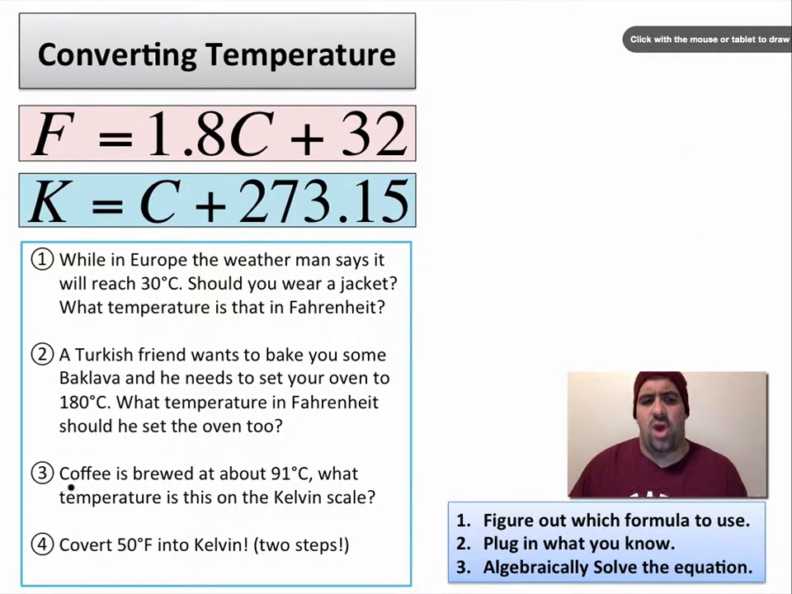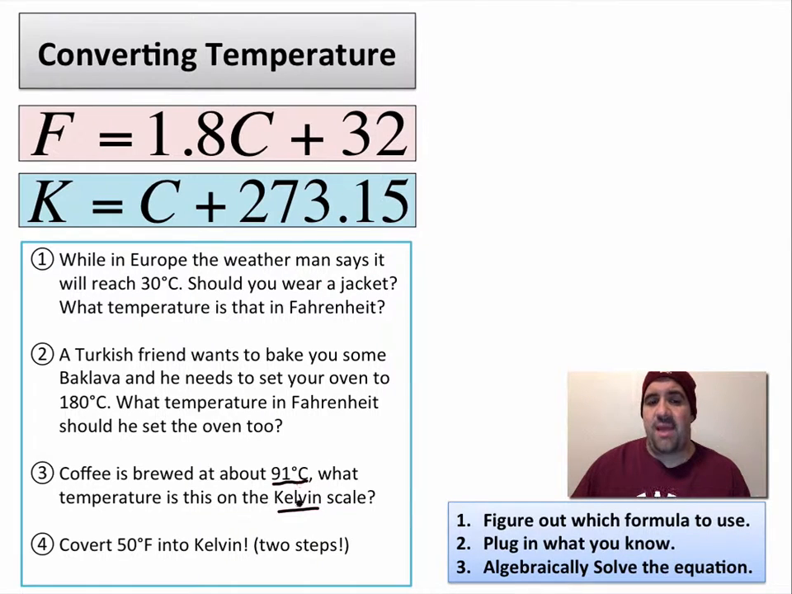Third question. Coffee is brewed at about 91 degrees Celsius. What temperature is that on the Kelvin scale? So now we have a Celsius temperature and a Kelvin temperature. What formula do we want to use? Well, we want to use the second one because there is a K and a C in there. They're asking us what Kelvin temperature that is. So K equals C, whatever the temperature is in Celsius, plus 273.15.